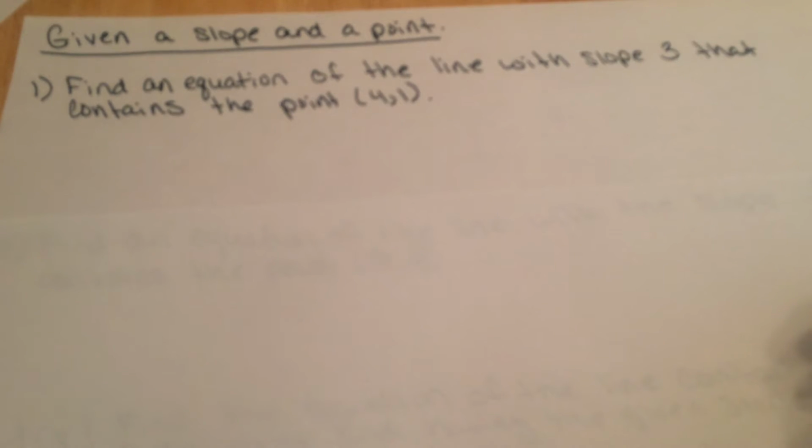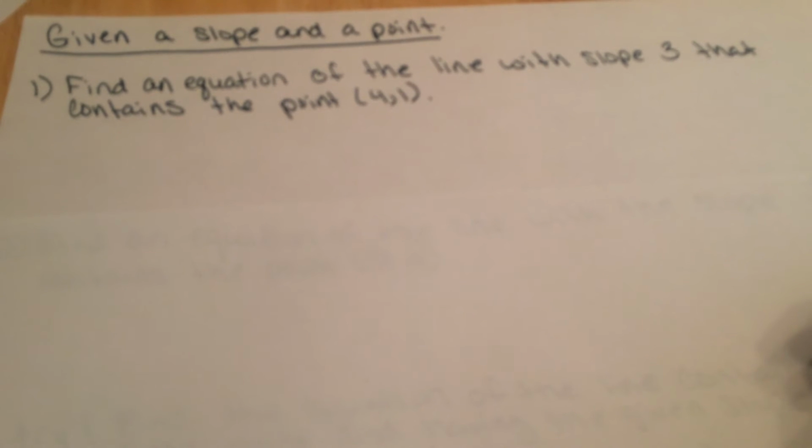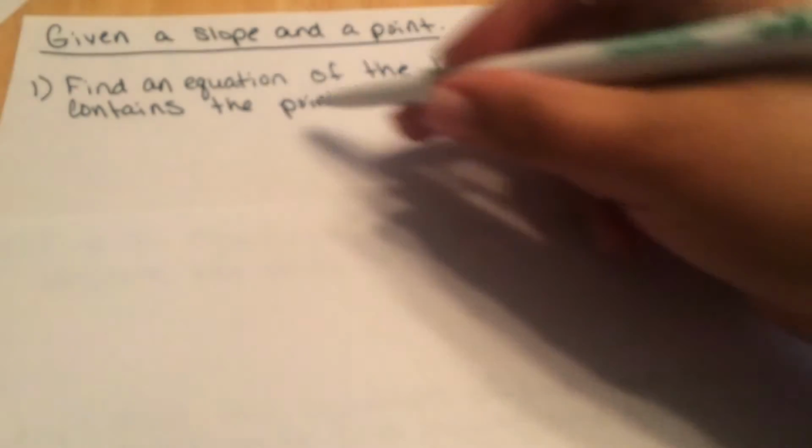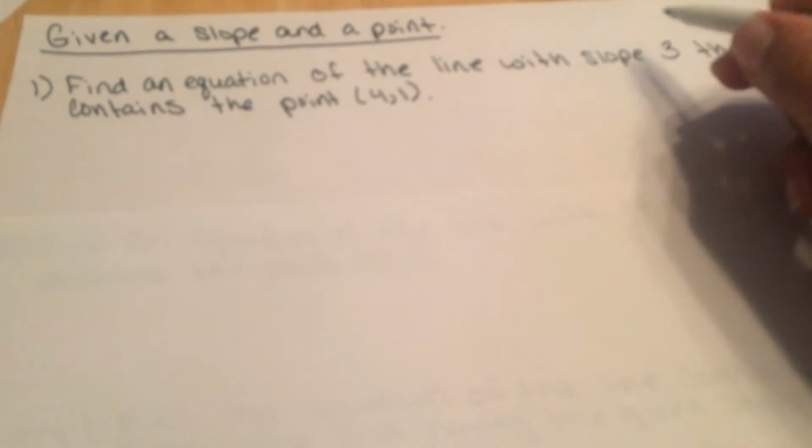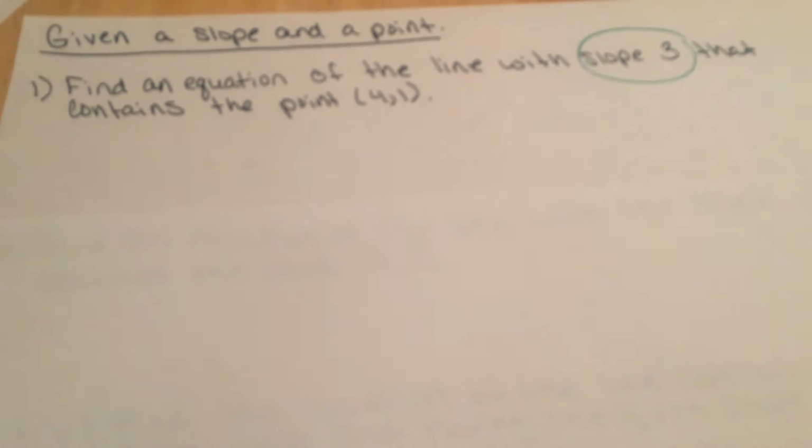Okay, so this time we're going to find the equation of a line given a slope and a point. Remember, the two most important pieces of information when we're working with linear equations are slope and y-intercept. So if we look, we're told in our directions that we have a slope of 3. That's super important, but we don't have a y-intercept. So what are we going to do?